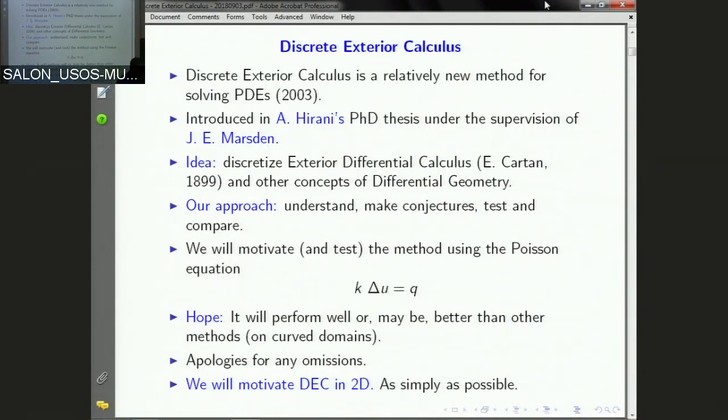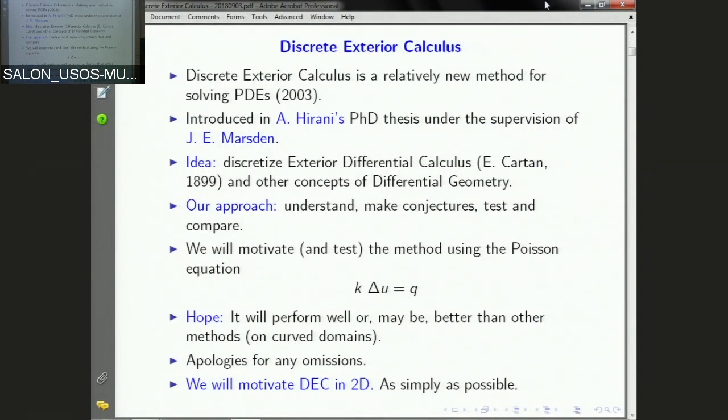Now, the idea of discrete exterior calculus is to discretize exterior differential calculus, a theory that goes back to the end of the 1800s with Elie Cartan, and also to discretize all the concepts that appear from differential geometry.